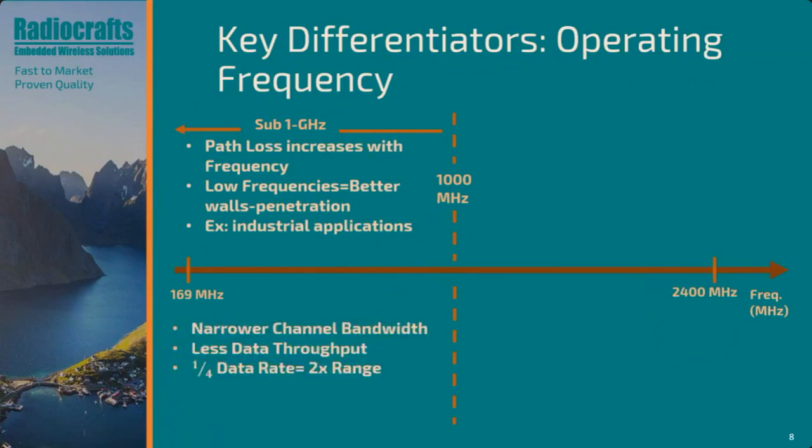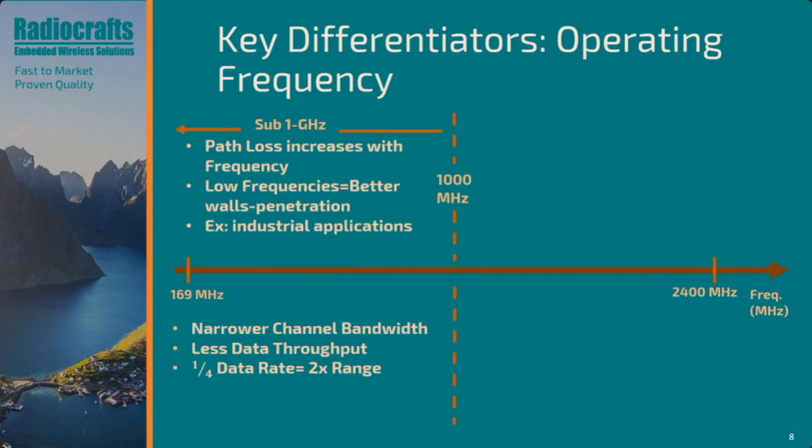Of course, that doesn't come without a price, because to increase the range, you also have to decrease the data rate. When you operate on narrower channel bandwidth, you have less data throughput. That's the price you pay.